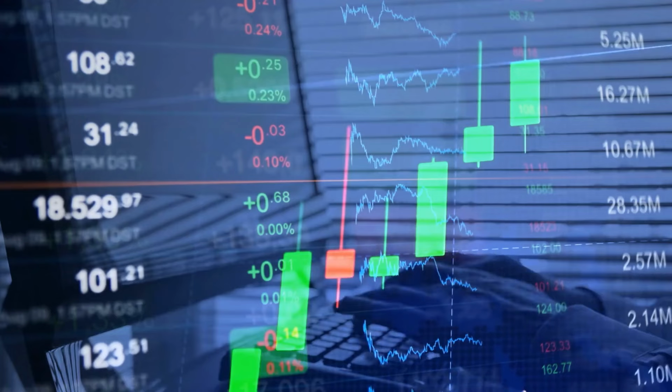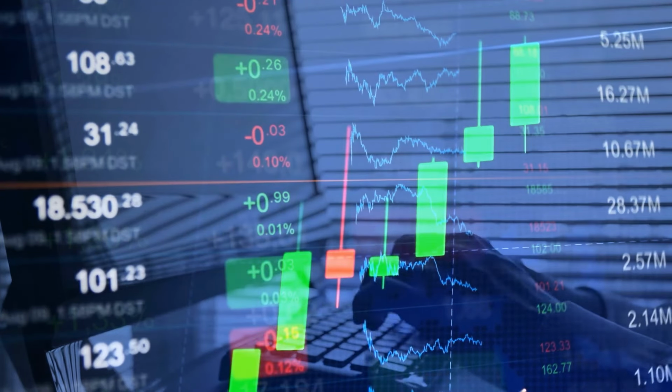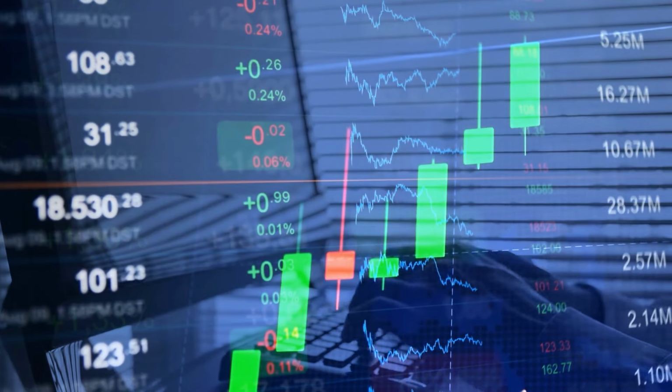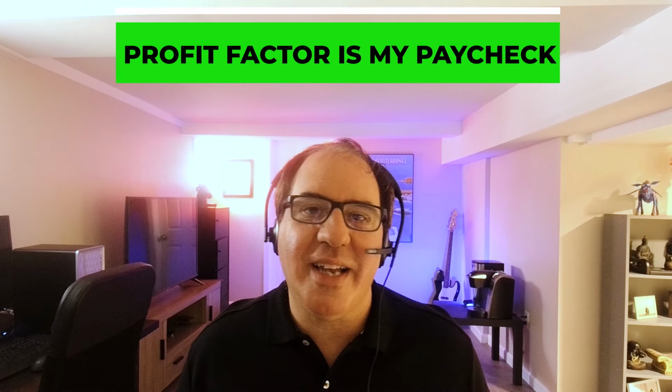I'm one that likes a higher win rate, even if it means I make less money per trade. But it got to the point where it was just clouding my judgment, and I was so focused on it that I said, what value does this bring? Profit factor is my paycheck, right? It's my paycheck as a trader, it's my paycheck as a risk manager, and really that's how I get paid. If my profit factor increases, I get paid more. When it decreases, I get paid less.